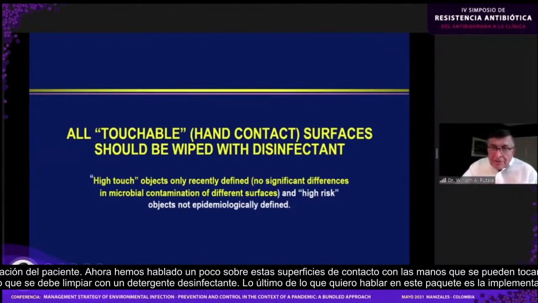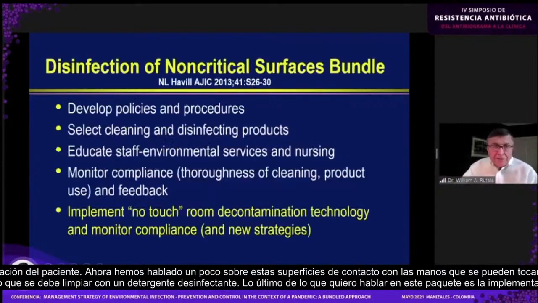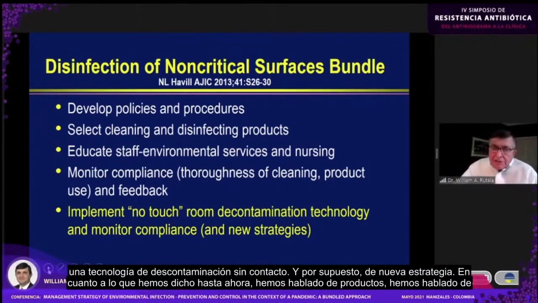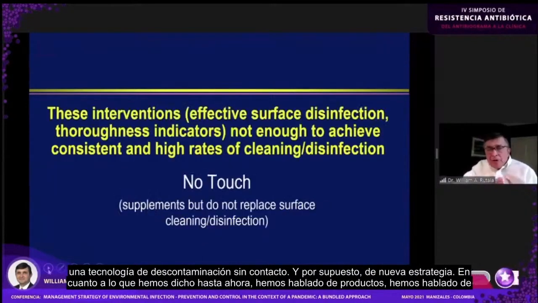Now, we've talked a little bit about this. Touchable hand contact surfaces, that's what should be wiped with a disinfectant detergent. The last thing that I want to talk about in this bundle is implementing a no-touch room decontamination technology and, of course, some new strategies.